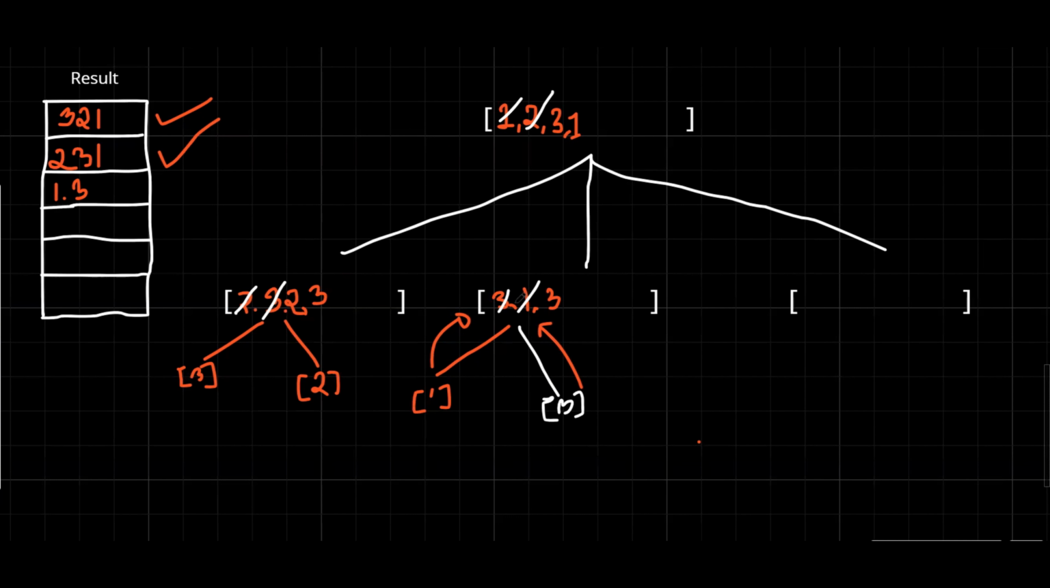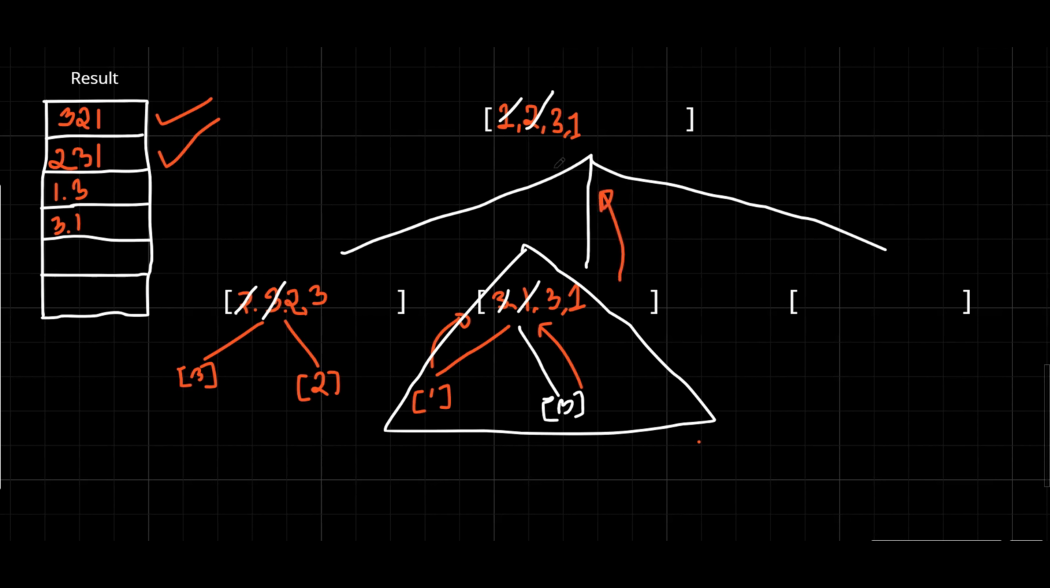And now, as we ignore the value 1, before exploring this path, we have to append the value 1 at the last of the vector. So we are appending 1 here. Now, our vector contains only two elements, which is 3 and 1. So now we have explored all of the subtree in this position. So we have to return from this here as well.